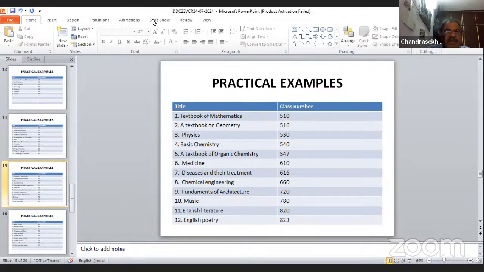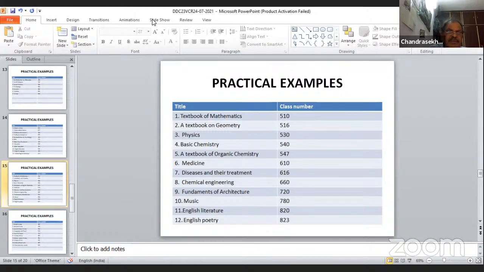So then chemical engineering 660. So chemistry is 540, but chemical engineering is again 660. So it is coming under technology. 600 is technology. Technology lo chemical engineering vasthundi. So 660 is chemical engineering. So try to understand that one. Remember that chemistry, pure chemistry is different from chemical engineering, number different.